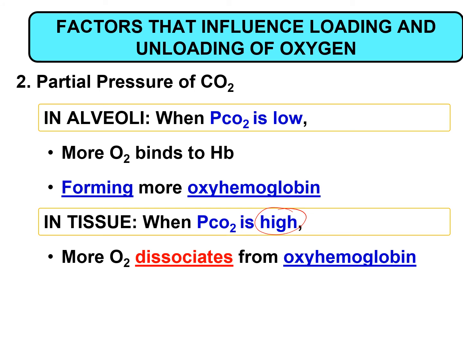So when partial pressure of carbon dioxide is high, more oxygen will dissociate from oxyhemoglobin. So it tells the hemoglobin that the area needs more oxygen. Then the hemoglobin needs to carry out the carbon dioxide to the lung.